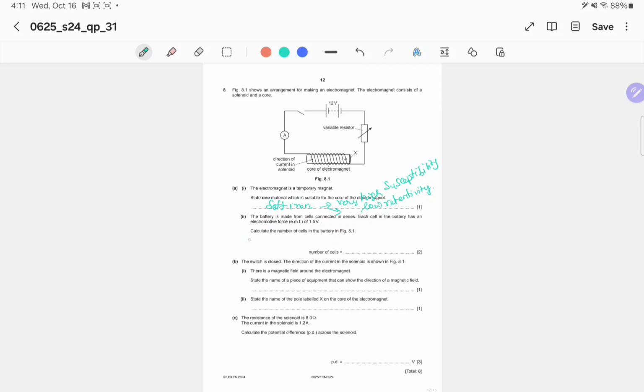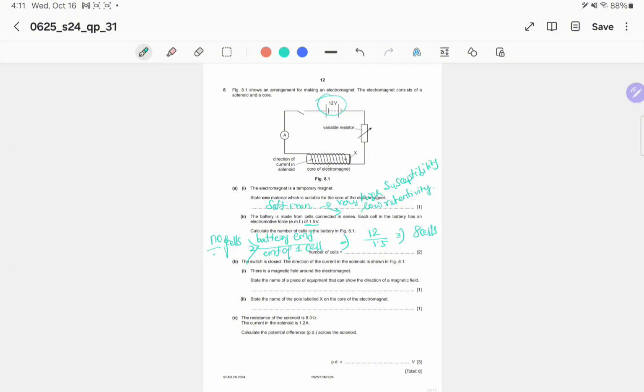Okay, so battery EMF is given. Battery EMF divided by EMF of one cell gives the number of cells. Battery EMF is given in the previous part of the question, it is 12 volt, divided by the EMF of one cell, which is 1.5. So the number of cells in the battery will be 8 cells.